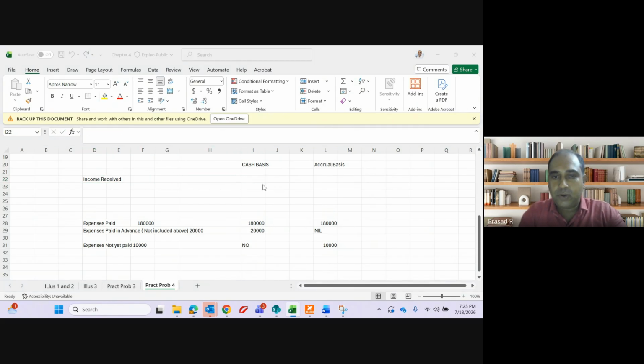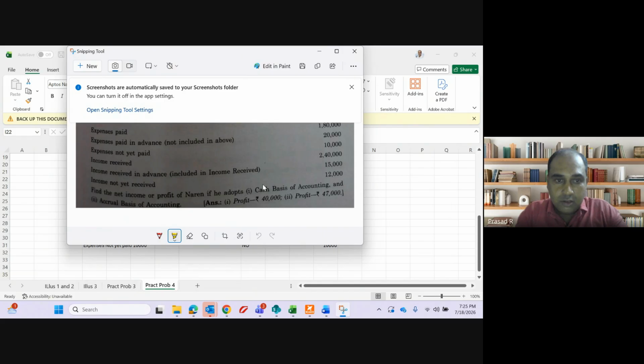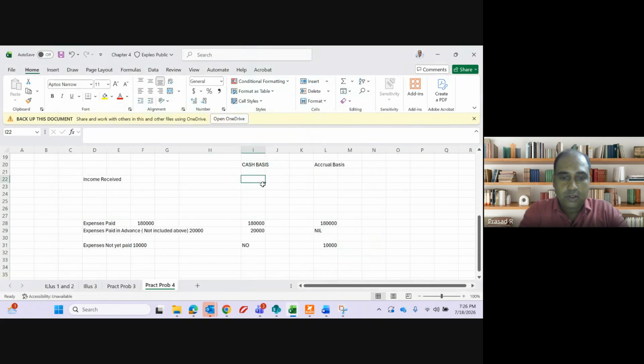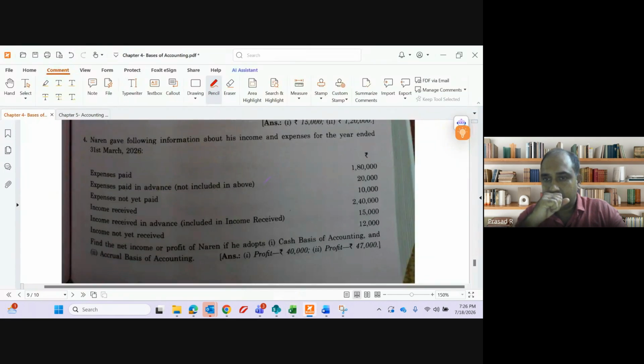Okay, income received. How much? 2,40,000. Income received 2,40,000. In cash basis also it will come. In accrual basis also it will come. Any doubt? No, sir.